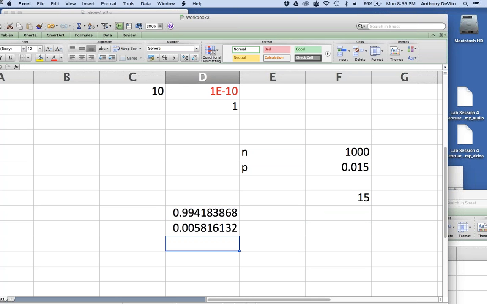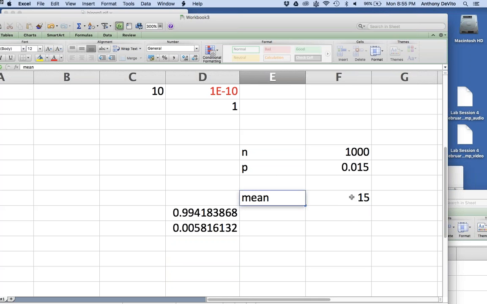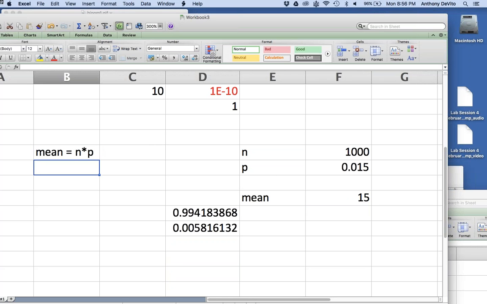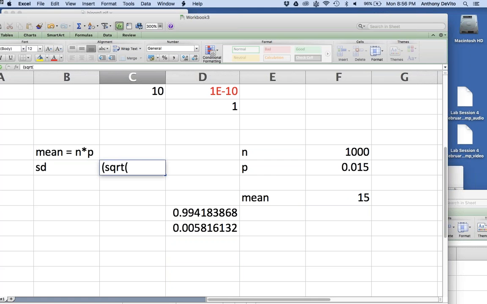Now, did you notice something I did that was interesting there? I said to myself, I could look at this almost as a normal distribution. Remember those balls falling down and forming a normal distribution? What would be the average number of cases I would expect? 15 cases is the average. The mean is equal to n times p. And my standard deviation is going to be equal to the square root of n times p times 1 minus p.